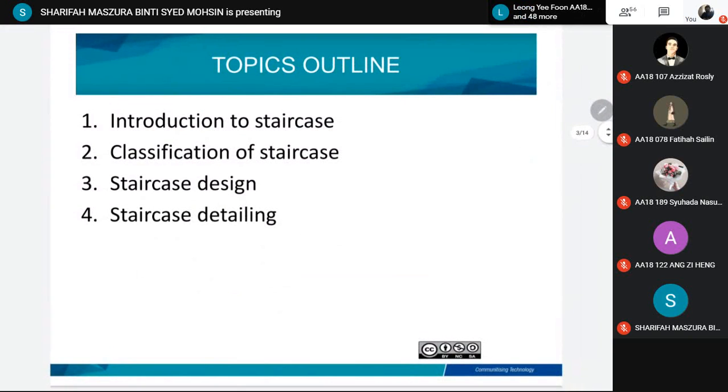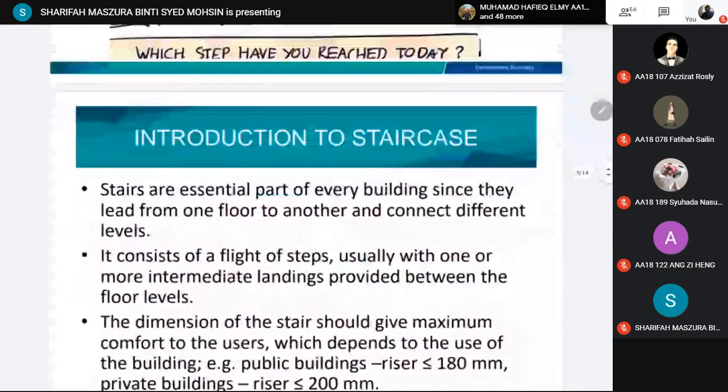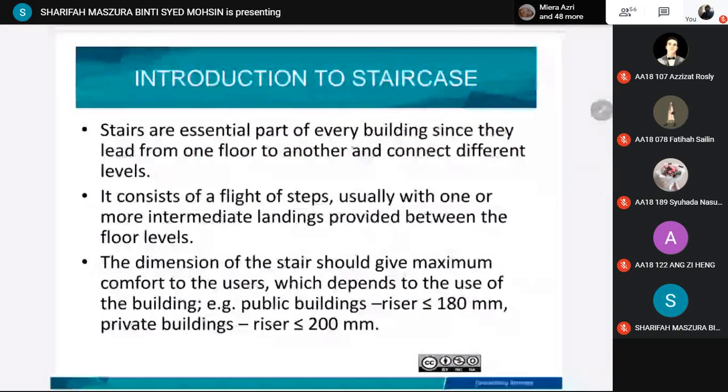So basically, staircase or stairs are a structure that connects two different levels or floors vertically. Okay, so usually it will consist of a number of steps, and sometimes if the upper floor is very high, there will be an intermediate landing, so that you can rest a few steps before you continue with the stairs on the next stage.